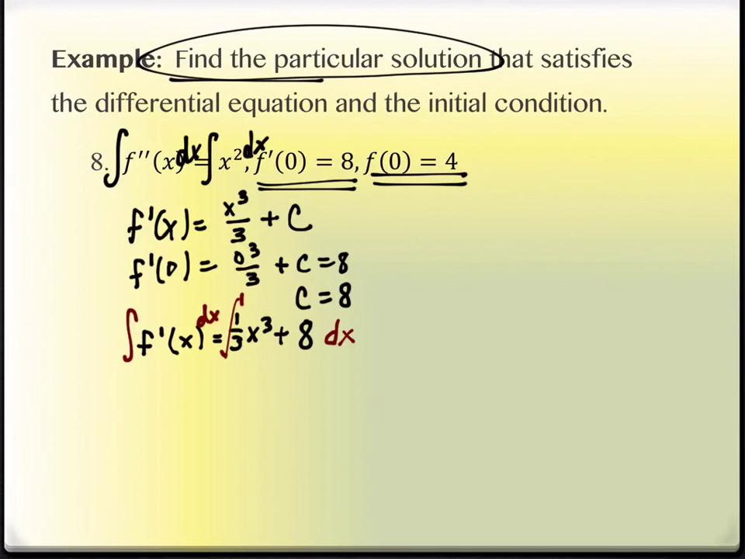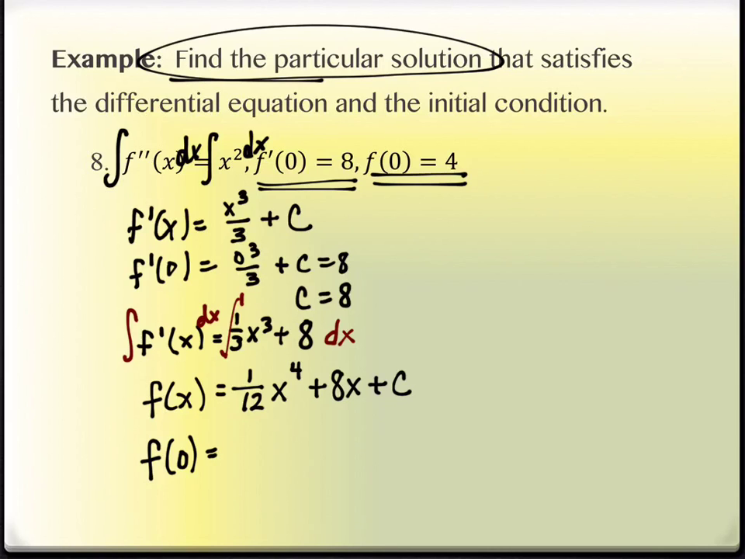All right, we're almost done. Let's finish real quick. This is f of x on the left. What do I get with the x cubed over 3 on the right? 1/12 x to the fourth, because it'd be x to the fourth over 12, plus my 8x, plus c. Can I find c? Yes, I can, because they tell me f of 0 equals 4.